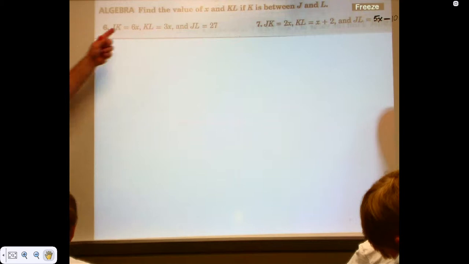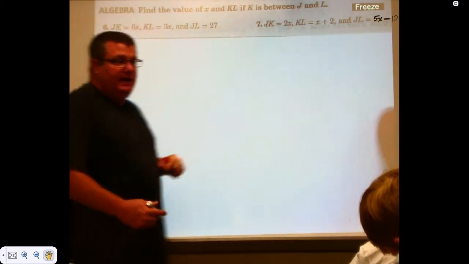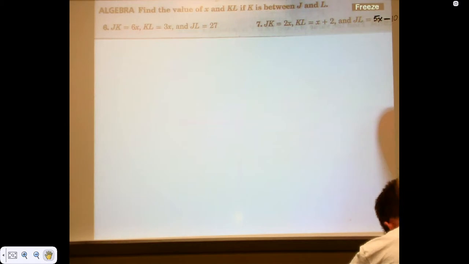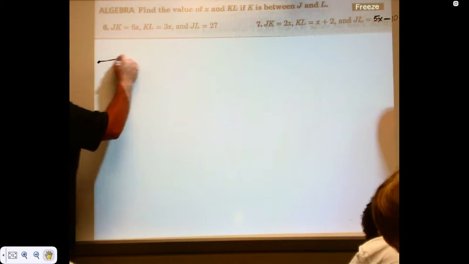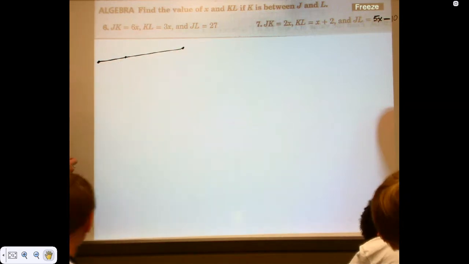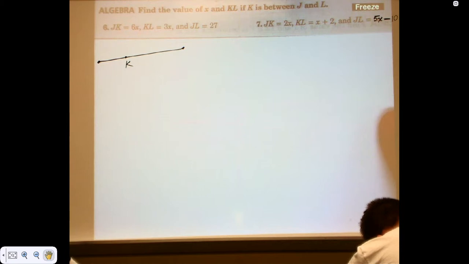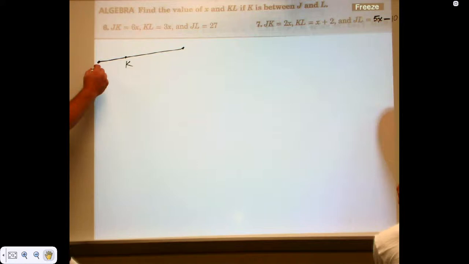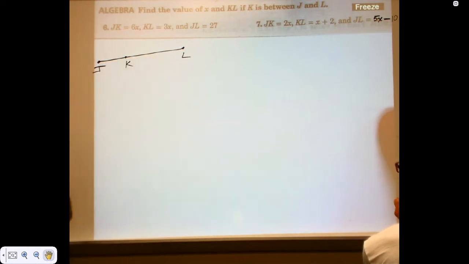The situation here is find the value of x at KL if K is between what? That means it's a point in between the two others. So I've got a dot here, I've got a segment, and then I've got another dot right there. Which one's the one in the middle? Which one did they say was between? Okay, so I need to make that K. Does it matter what I make the other two? In this case, it does. Which one do you want to make this one? What about this one? Okay, now you've got a picture to label.